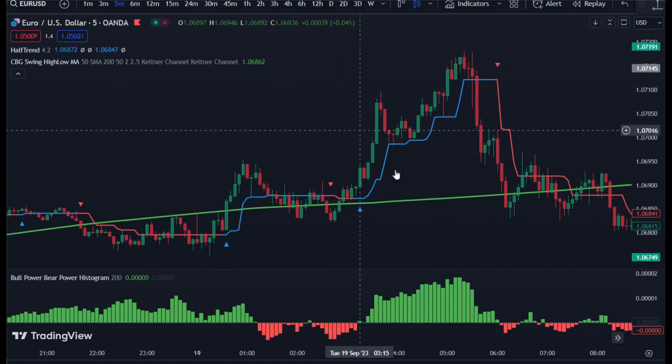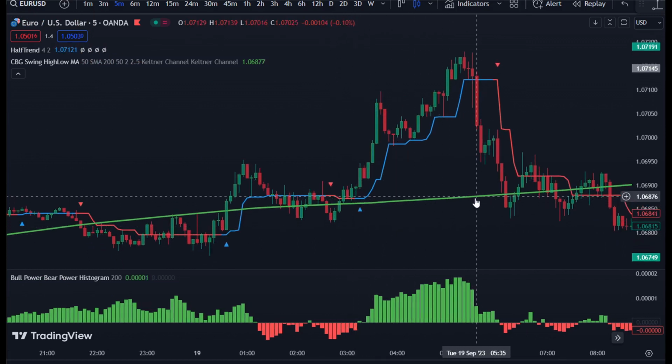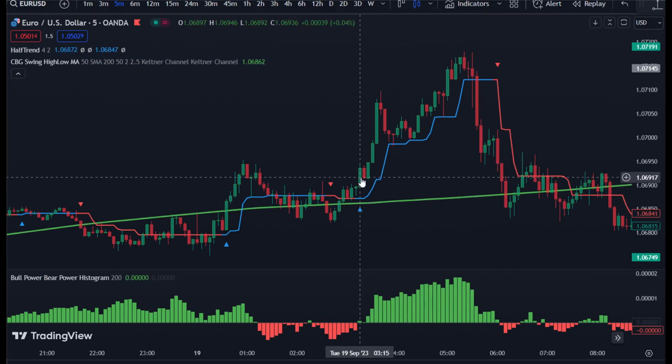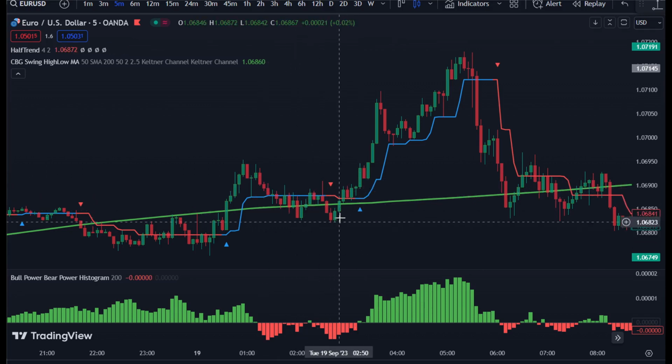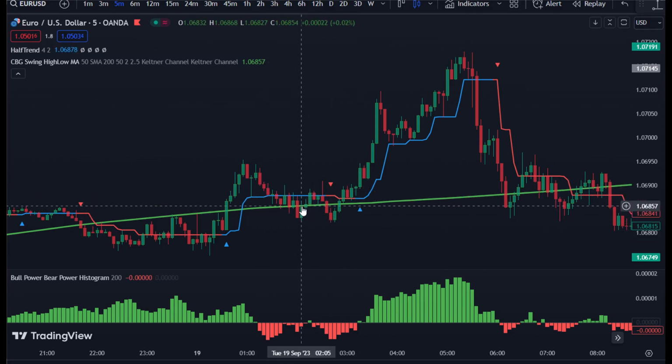All right, so for long positions, we're going to be looking for the complete opposite. As you can see here, the moving average is in the green. We have the price action above the moving average. We're going to be looking for this. If price action is consolidating, as you can see right here, most of the time it's better to just sit and wait for a better trade to appear.